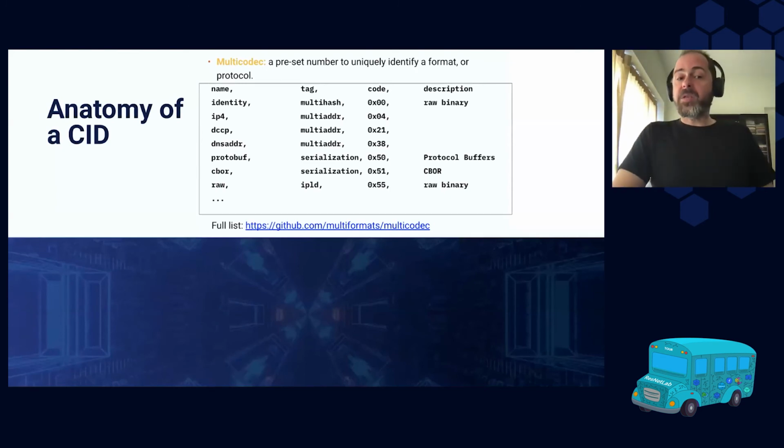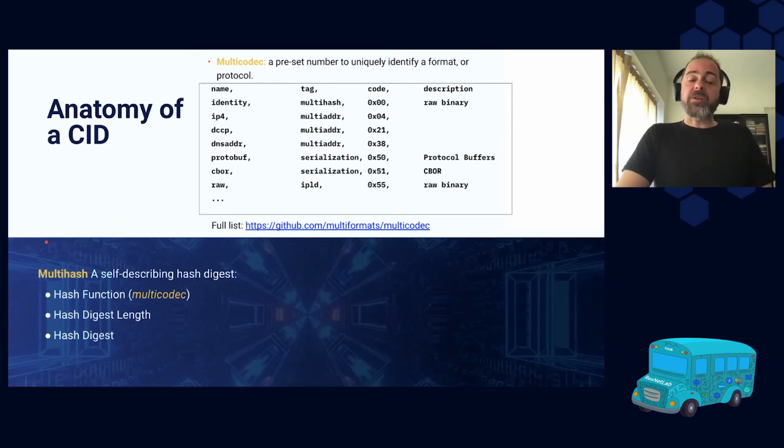Starting from the multi-codecs, the full list of existing multi-codecs to date can be found in this link. And there is a table there that looks like this. You have the name of the protocol or format that you want to insert into this table. This can be a protocol like IPv4, IPv6, or DCCP. It can be a serialization protocol such as CBOR or protobuf. And down here, we can see the code that is actually used in the IPFS CID.